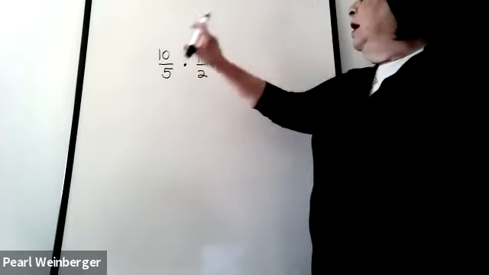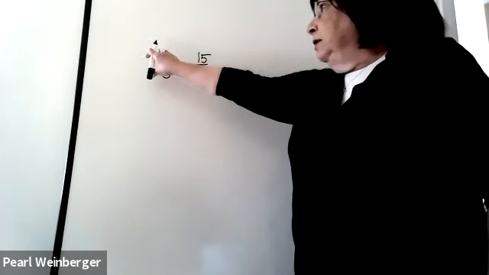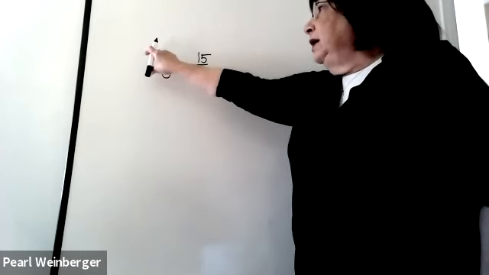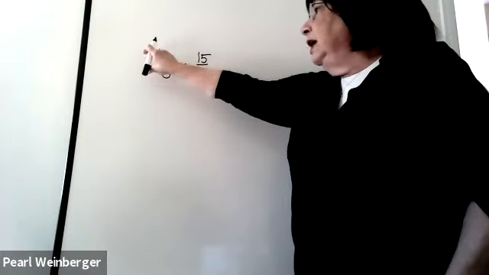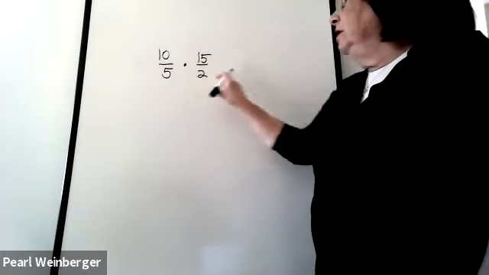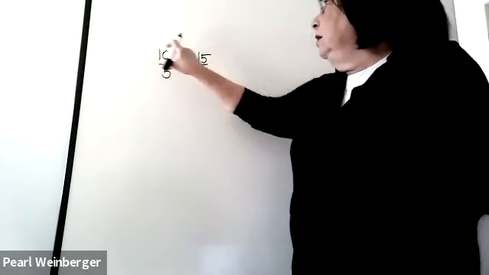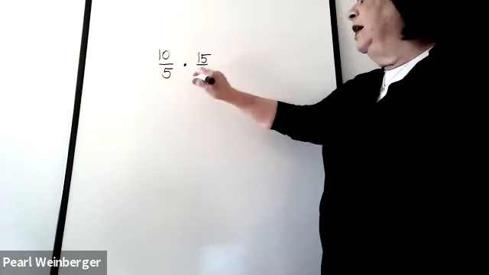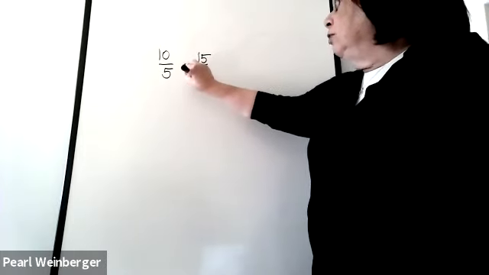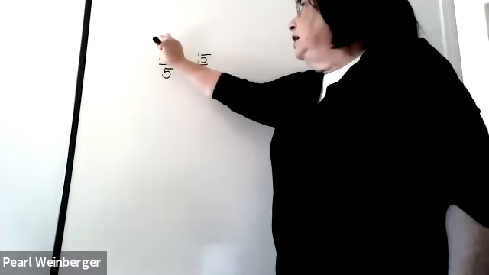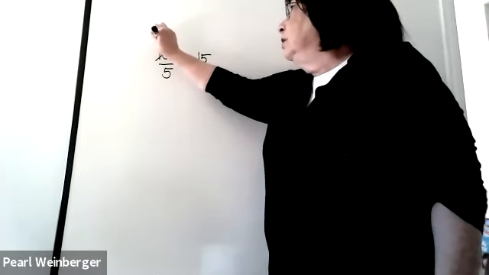So I look at my 10 and I ask myself, is there any common factor between the 10 and anything in the denominator? And I notice, oh, the 10 here and the 2 here have a common factor of 2. That means I can cross this out. The 2 divided by 2 is 1, and 10 divided by 2 is 5.